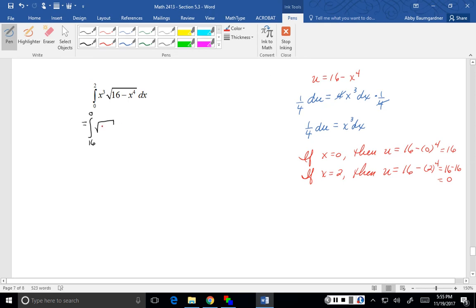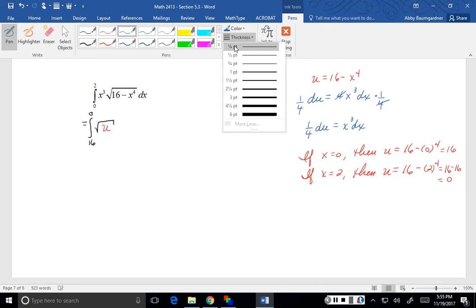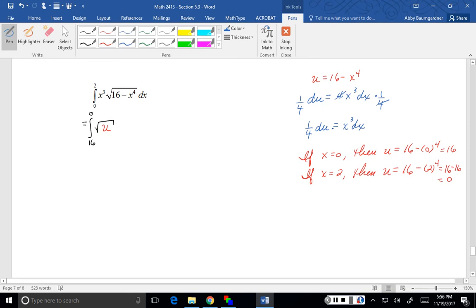16 minus x to the 4th gets replaced by u. X cubed dx gets replaced by 1/4 du. I'm going to flip-flop my bounds, and I'm also going to take that 1/4 and throw it out front. So the negative is allowing me to change my bounds, flip-flop them. The 1/4 can go out front. The u is getting raised to the 1/2 power so that I can do the power rule properly. All right?